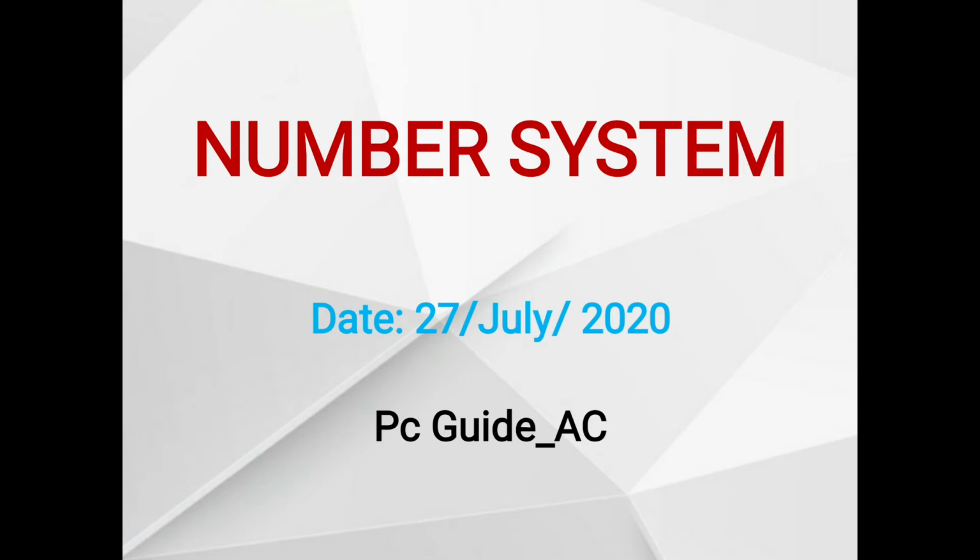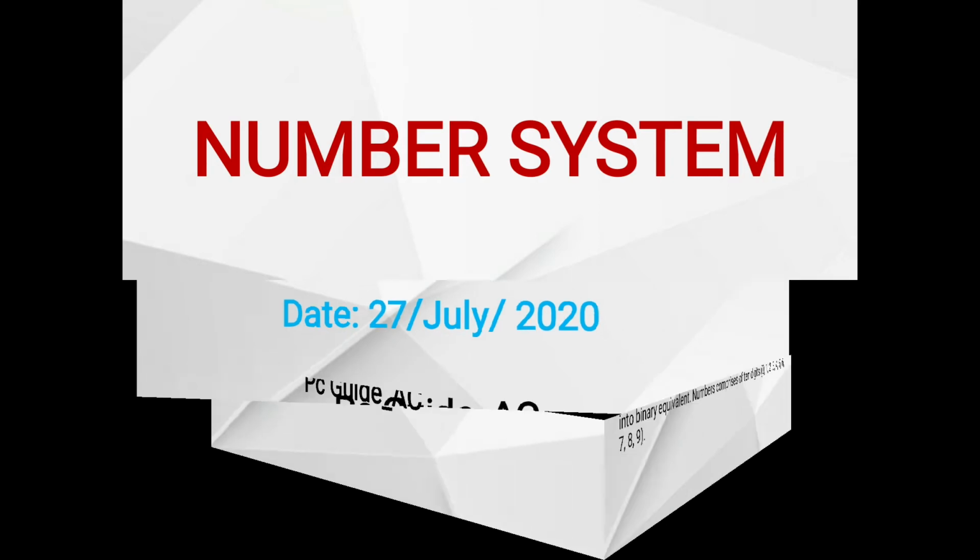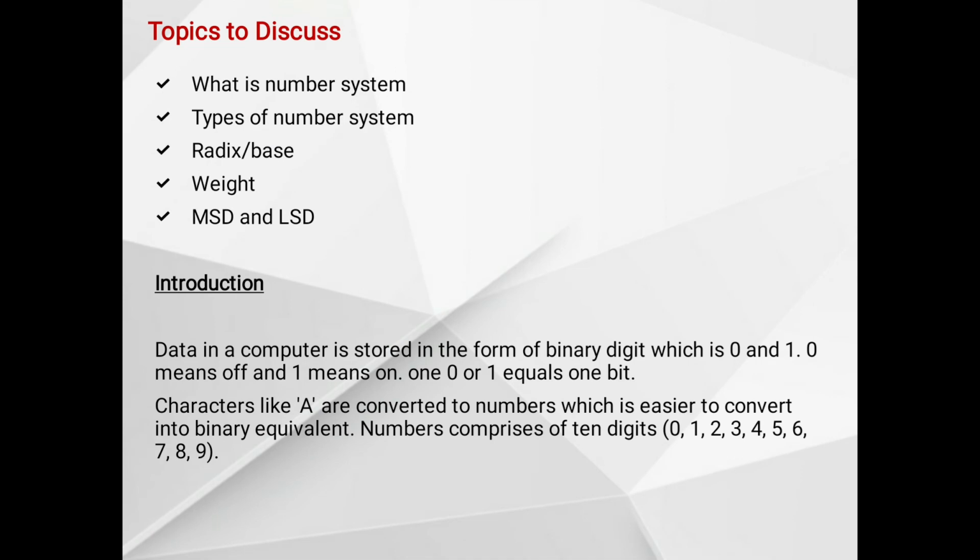This is from the same unit, computer fundamentals. This is chapter number 4, after the operating system. So let's look at the contents. Today we'll discuss the following topics. What is a number system? The definition of number system, and the different types of number systems that are used. What is radix or base? What is weight? What are MSD and LSD? And then MSB and LSB.